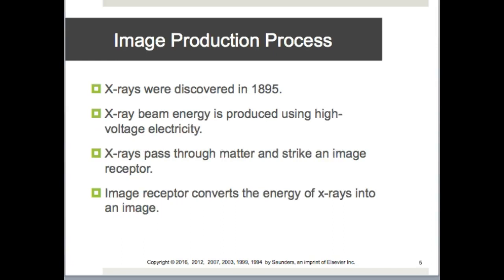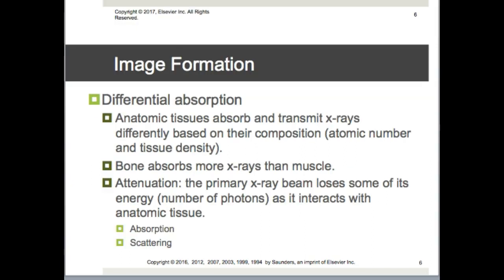X-rays were discovered in 1895. X-ray beam energy is produced using high voltage electricity. X-rays pass through matter and strike an image receptor. The image receptor converts the energy of the X-rays into an actual image that we can see.